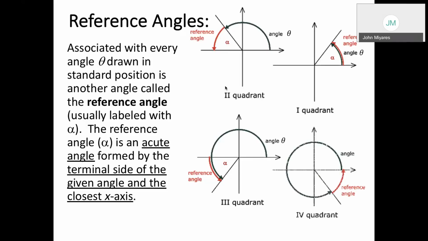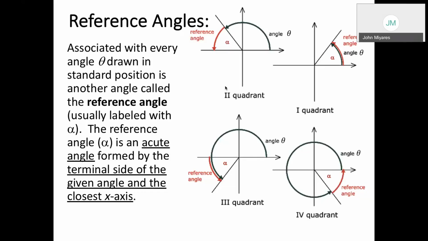Finally, in quadrant 4, your primary angle might look something between 270 degrees and 360 degrees, but the reference angle is going to be something measured from the positive x-axis downward. So if this was a 300-degree angle for angle theta, our reference angle alpha would be 60 degrees, or 360 minus the 300.